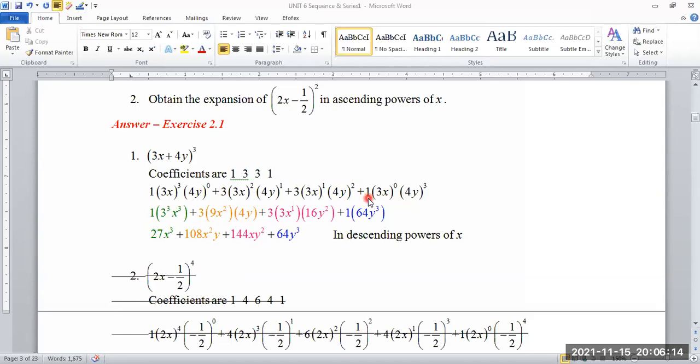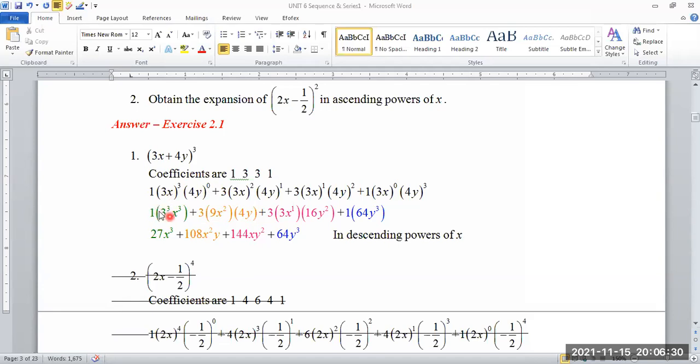One, the coefficients. Two, the A's when A descends. And then three, when B ascends. Once you've checked that, you're good to go. The next thing to do now is to evaluate here.